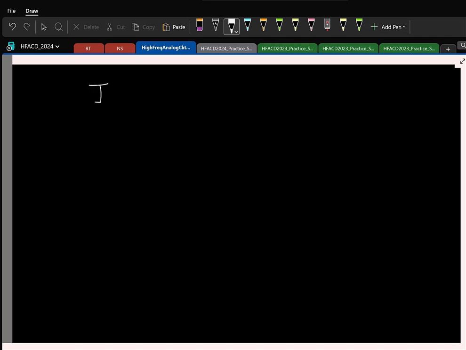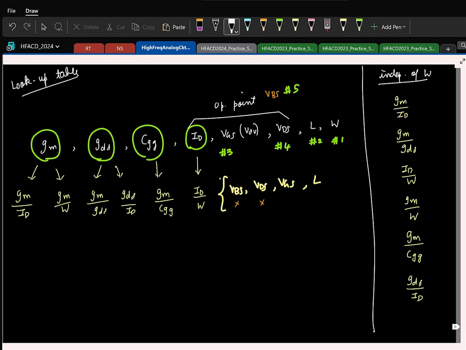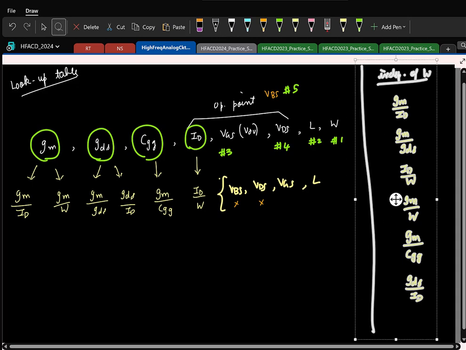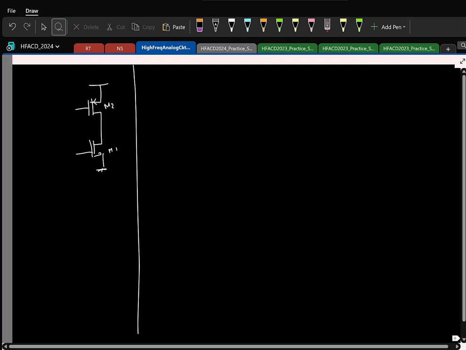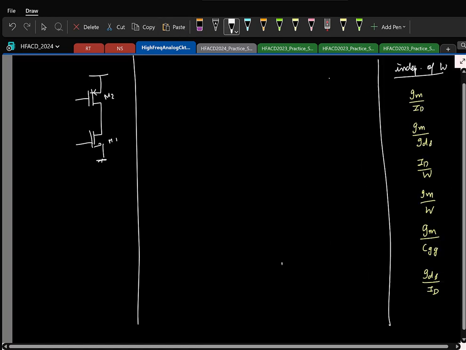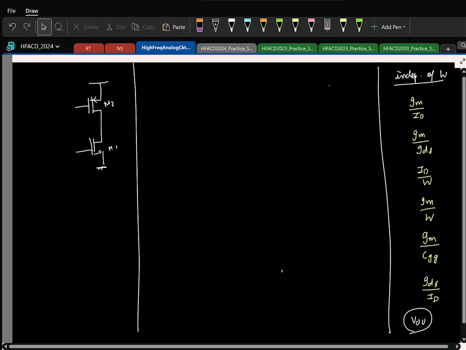Okay, I'll take our old friend, the common source. Let's say it's M1, M2. Let us say you're supposed to design this. Actually, let me also copy all these. You also store the overdrive voltage. So let us say you're supposed to design this common source. Let us say I have a load capacitance CL.